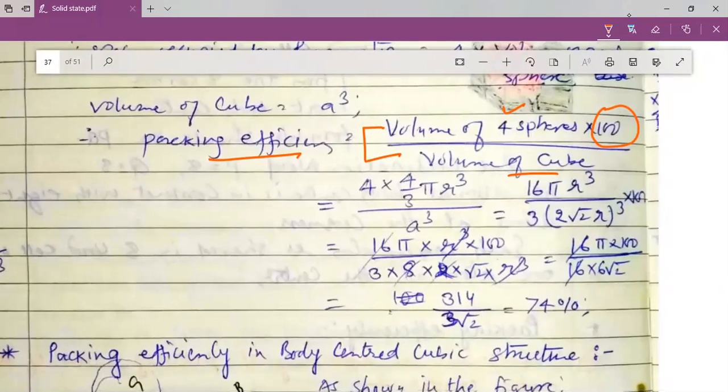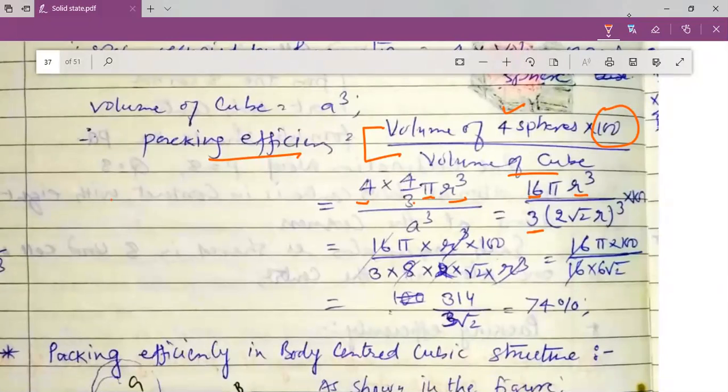So now 4 spheres, that means 4, and the volume of each sphere is 4 by 3 pi r cube, divided by a cube. Now this 4 into 4 gives us 16. This pi is written as usual. This 3 I have written in the denominator. This r cube is written as usual.